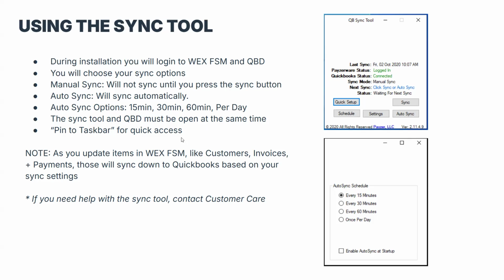And then I do recommend that you pin the sync tool to your taskbar at the bottom where all your applications are. That way you can just easily turn it on and access that app as needed. And then just know that as you update your items in WEX FSM, like let's say you have a customer and you need to change their last name, you can go in and make that change, and then that will sync down to your QuickBooks.